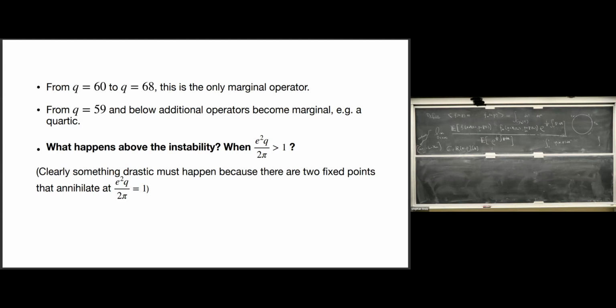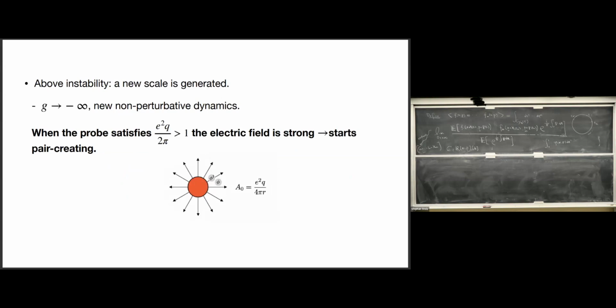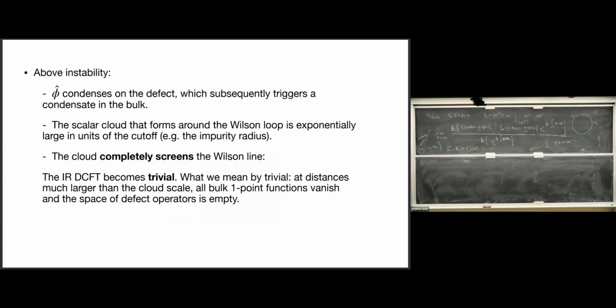And as I said, it's interesting to ask what happens above criticality. Clearly, from the beta function, the G flows to minus infinity. So intuitively, we expect some new non-perturbative dynamics to appear. And what happens in practice is that when e squared Q over 2 pi is bigger than 1, the electric field is so strong that it starts creating pairs of phi hat dagger phi hat on the line. And there is this condensate that is created on the line, which subsequently triggers a condensate in the bulk as well. And there is this scalar cloud, that's the condensate, that is being formed.